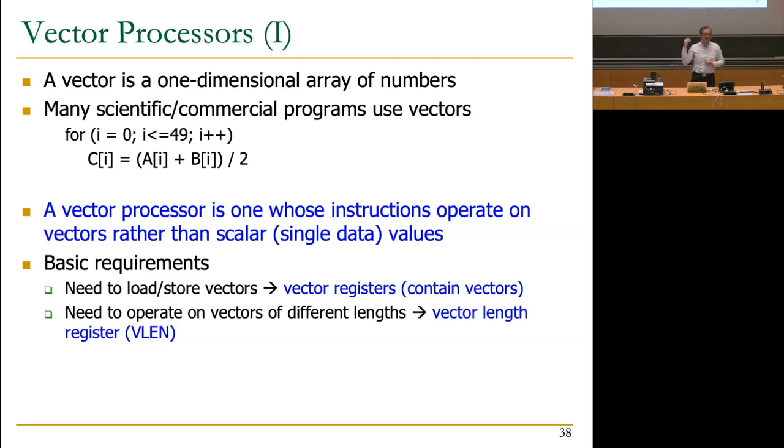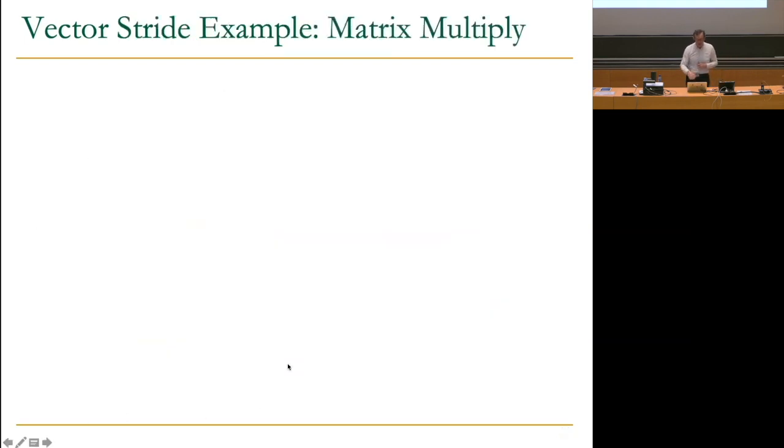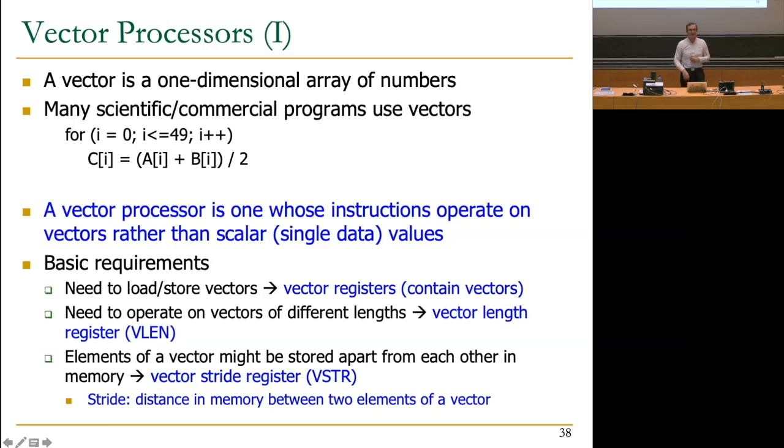Now, GPUs are nice. They eliminate this vector length. It's easier to program. Then there's a vector stride register. This is something I'll introduce. How many of you know the notion of stride? Okay, good. You're going to learn something again. Basically, elements of a vector might be stored apart from each other in memory, and the vector stride register denotes how far apart from each other. They should normally be stored regularly apart from each other. Irregular storage, we're going to handle later with some different types of instructions, which we're going to introduce later.